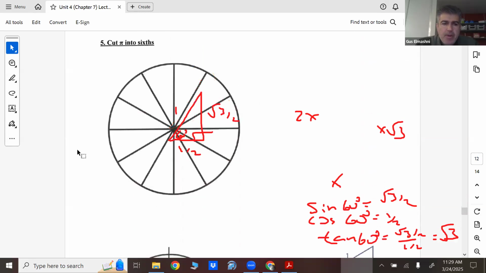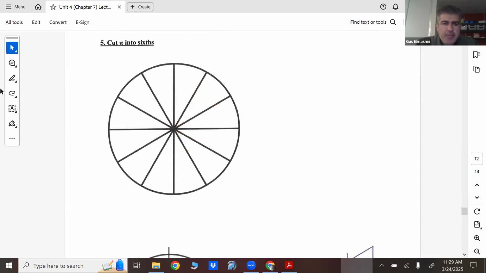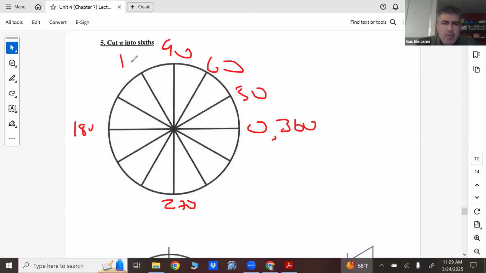Breaking the circle into 6 is a little more detailed. So 0, 180, 270, 90, back to 360. But that's going to be 30 degrees and 60, 120, 150, 210, 240, 270, 300, 330, and so forth.